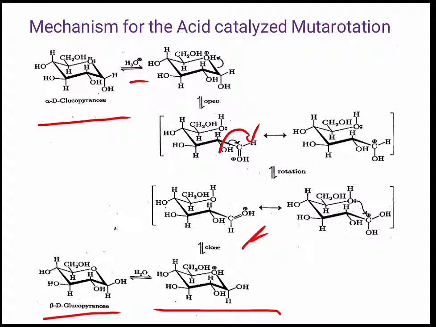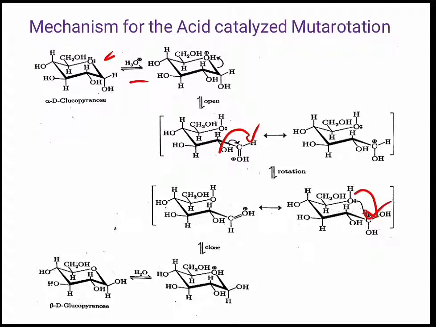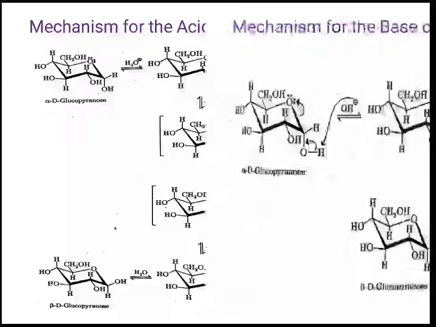Now see very carefully what is happening here. At first this oxygen is taking the proton, then the ring is being broken, after that a rotation is occurring, then this oxygen is making the ring again, and this OH leaves, then you are getting the beta-D-glucopyranose structure. This proton leaves, and after the deprotonation you are getting beta-D-glucopyranose.